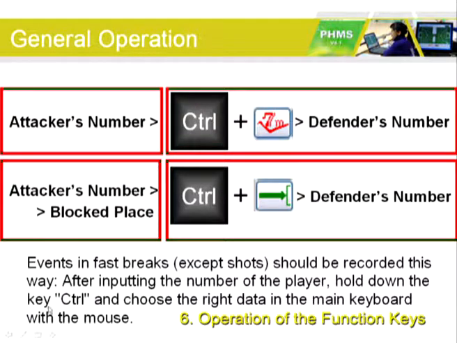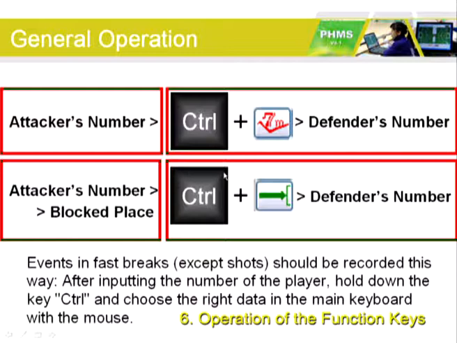So we can see that we have a conclusion about the control keys. Events in fast breaks, except the shots. Because as I said before, if we have shots during the fast break, we will use the 2 function keys of team fast break and individual fast break. It has a big difference from the control key. The control key means events, or more often mistakes in fast breaks, should be recorded this way. After inputting the number of the player, just the attacker, we must hold down the control key and at the same time choose the right function key in the main keyboard with the mouse. After practice, we will be very familiar with this usage of control.